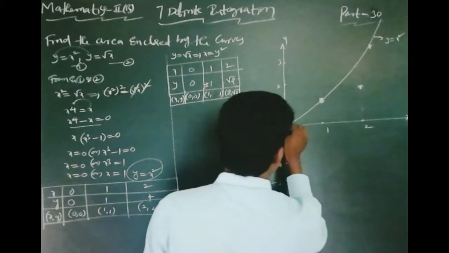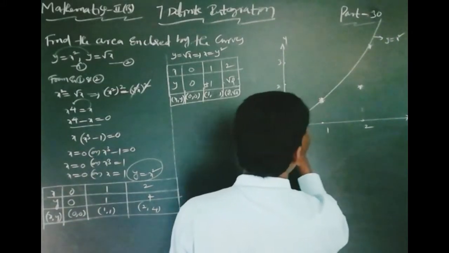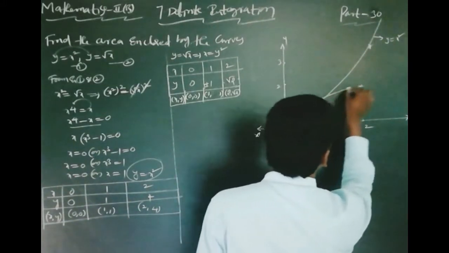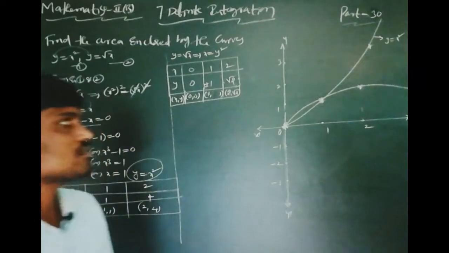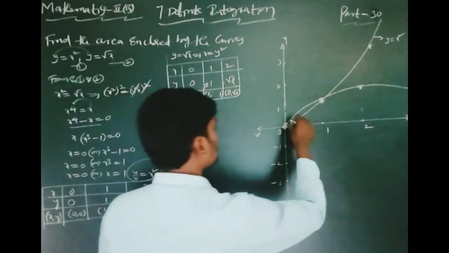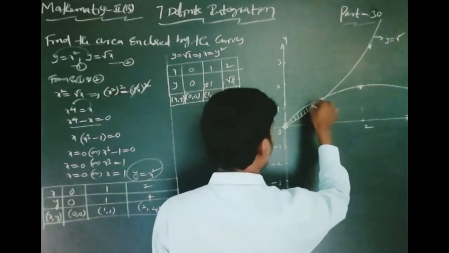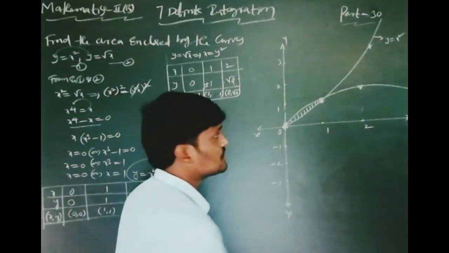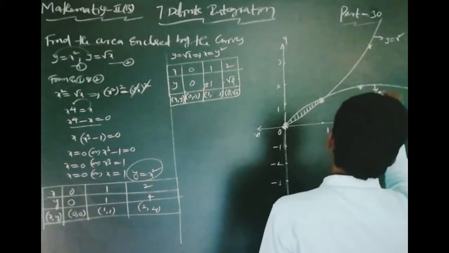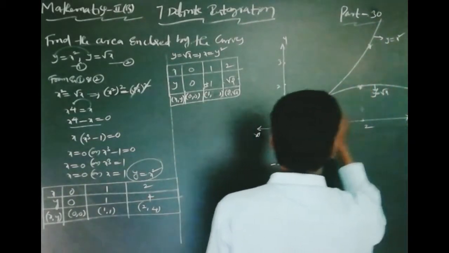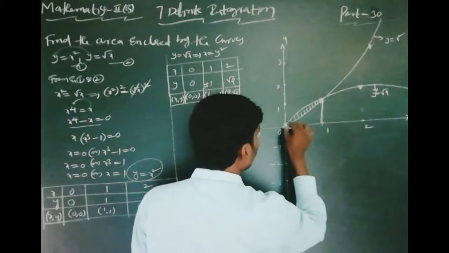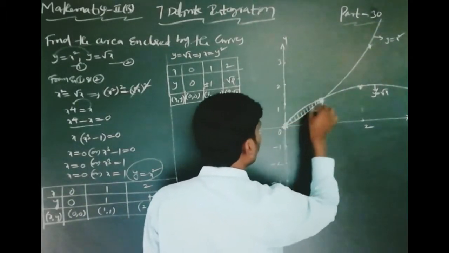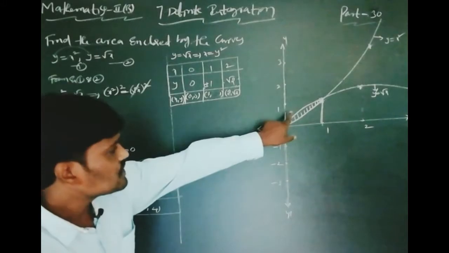After that, same procedure. This is a curve. Which curve is this here? y is equal to root x curve. In these two curves, in the 0 to 1 interval, which curve is greater? Here, which curve is greater?